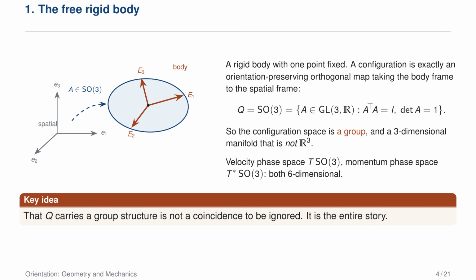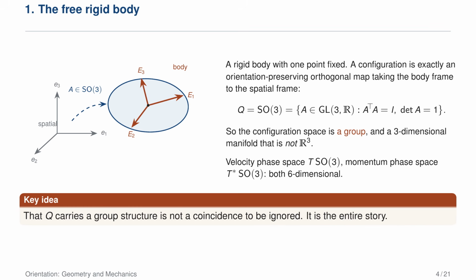Take a rigid body with one point held fixed, so it can rotate but not translate. What is a configuration? It is an orientation of the body in space. Concretely, it is the orthogonal map that takes the body frame to the spatial frame, and it preserves orientation. So the configuration space is exactly the rotation group, SO3, which is the set of 3 by 3 matrices A with A transpose A equal to the identity and determinant equal to 1.